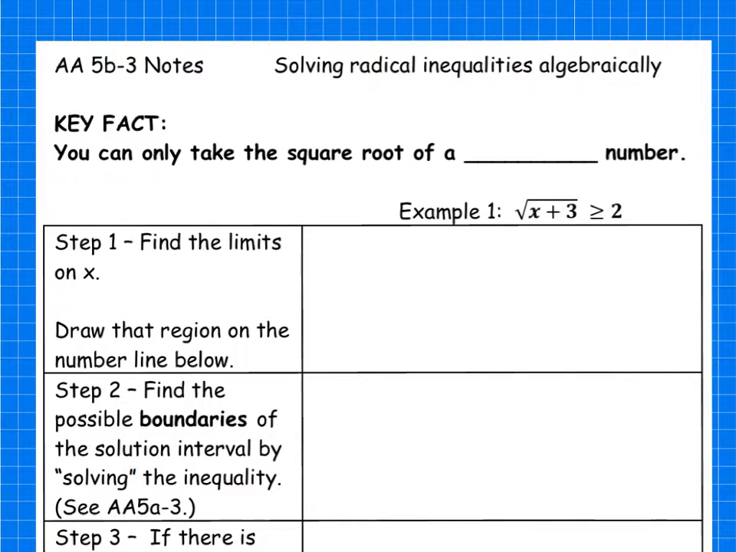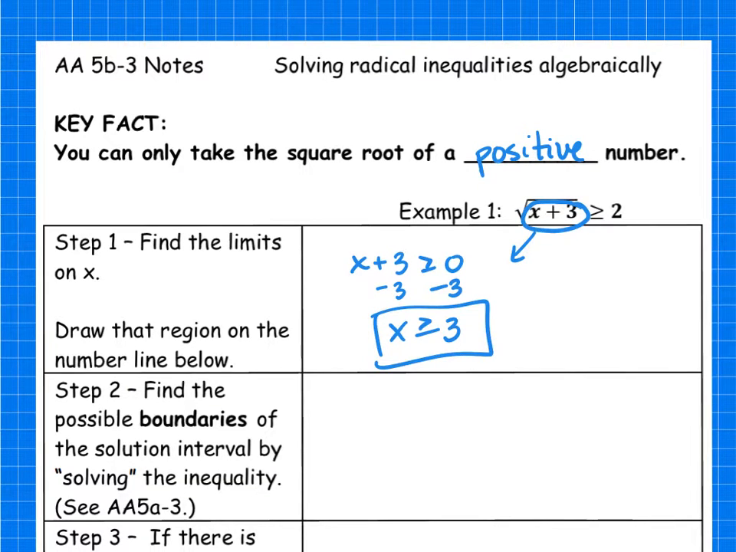So key thing to remember, you can only take the square root of a positive number. So the first thing you need to do is find out what your limits on x are. So this part right here, under the square root, x plus 3 has to be greater than or equal to 0. So what that means is x has to be greater than or equal to 3. That is one part of my answer. Now I have to figure out the other parts.